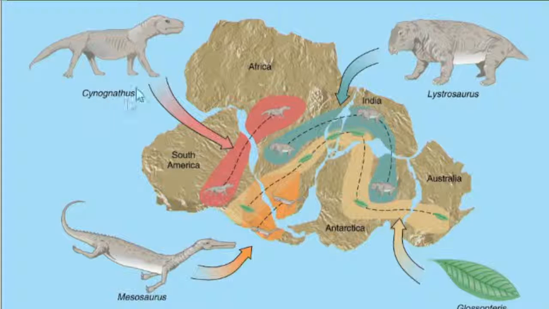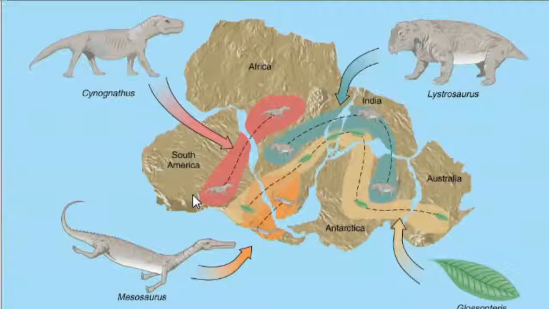Cynognathus, I don't know. So this guy, he's a land-dwelling dinosaur. If his fossil was found in South America, which was completely separate from Africa, with a giant ocean in the way, the Atlantic Ocean, how could a land-dwelling dinosaur live on two separate continents?